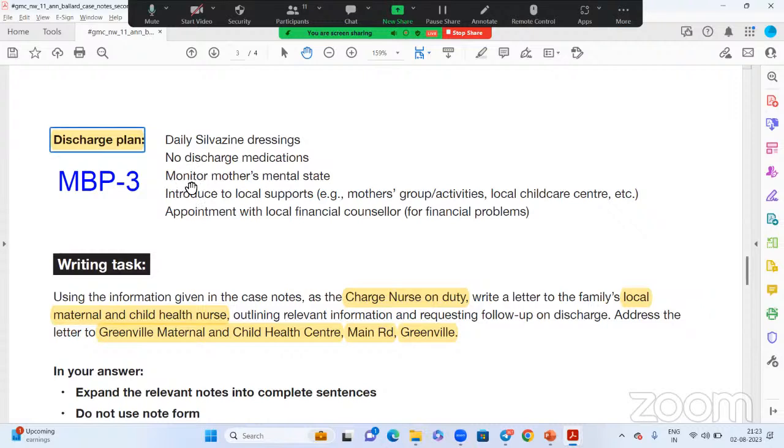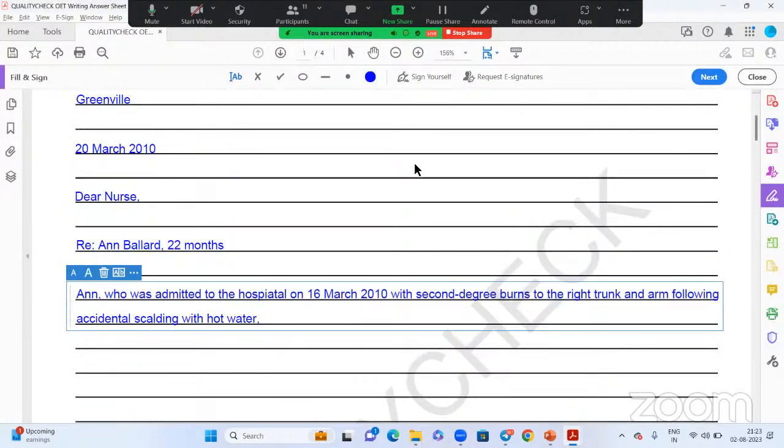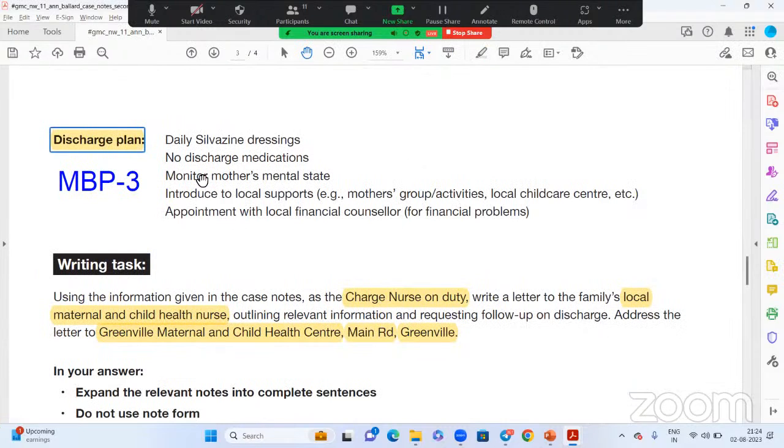Regular monitoring and follow-up means management. Okay. Regular monitoring and introducing this is management. Appointment with the doctor, this is also management. And daily silvazine dressings, this is also management. So management and monitoring. So you can write like this. Requires, this is the purpose of the letter. Requires what? Monitoring. Regular monitoring or regular observation or regular supervision.